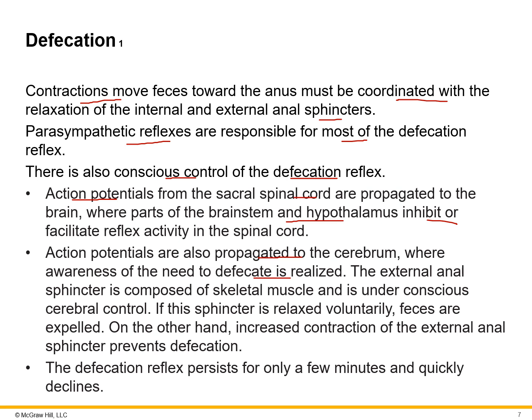And then the external anal sphincter has skeletal muscle, so it's under conscious cerebral control. So if it's relaxed voluntarily, feces are expelled. However, increased contraction prevents that defecation, and then that defecation reflex persists for only a few minutes and then quickly declines.